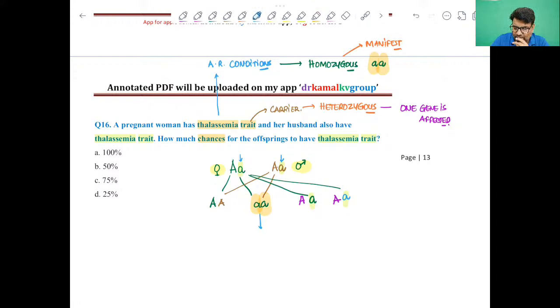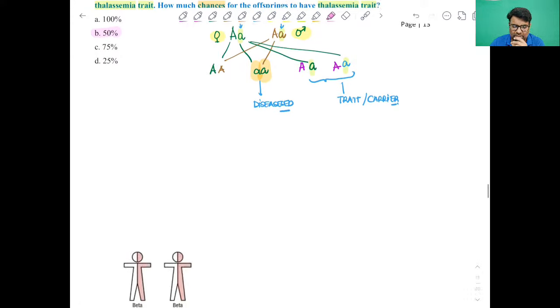So this is the disease, and 50% will be the trait, having the trait, or they will be the carriers. So the question is about the trait. So the answer will be 50%. So 1 will be normal, 2 will be carriers, and 1 will be affected. So this is the pattern of inheritance in case of autosomal recessive if both the patients are traits or carriers, right? So this is 50%, right?